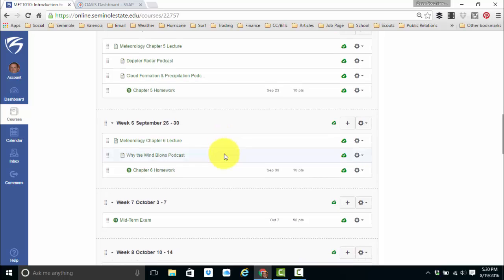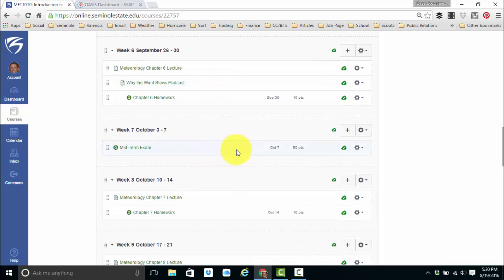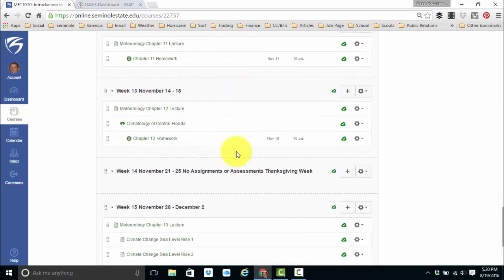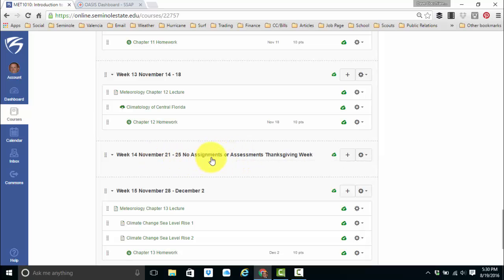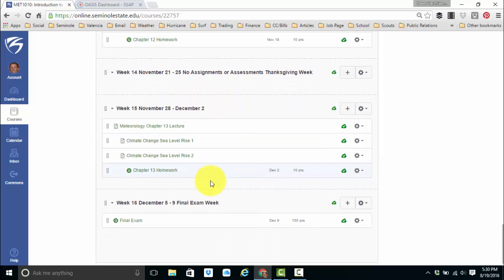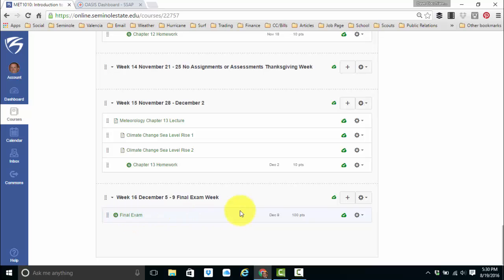The rest of the semester is pretty much straightforward. Week 7 is your midterm exam week. We'll get down here to week 14. That's Thanksgiving week. And then 15, and then week 16 is your final exam week. And again, you need to take this by the 9th.